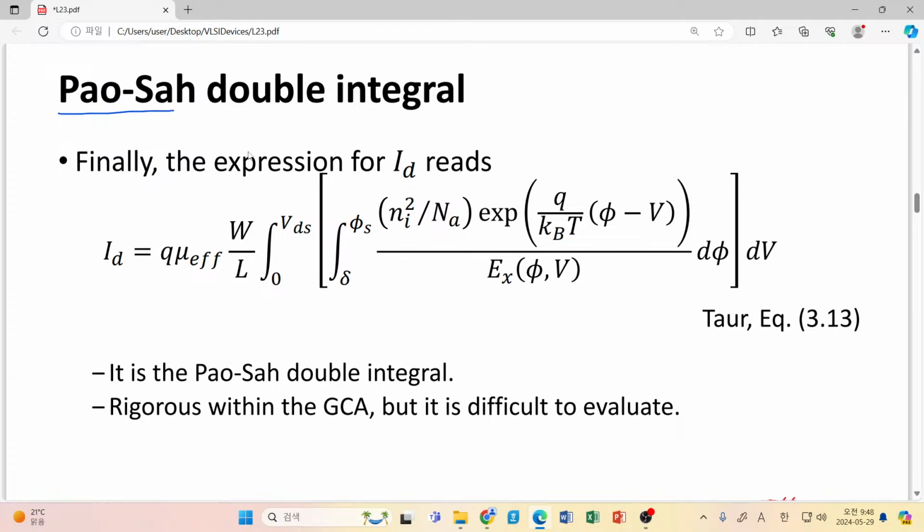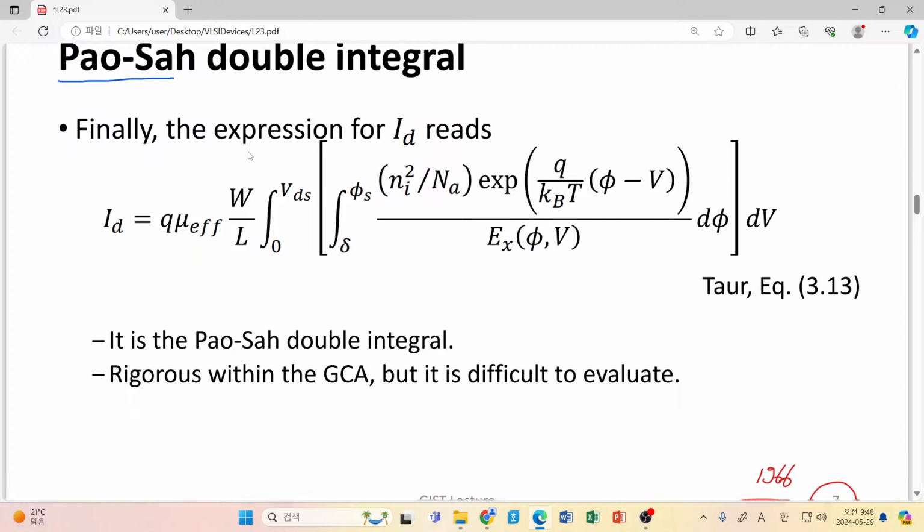So up to now we have found that Q sub I, the inversion charge density, can be obtained by just one simple integration. So when we just insert it, then eventually we have this equation 3.13. Please have a look at this one. Here we have a double integral. That's the reason why this is called a double integral.